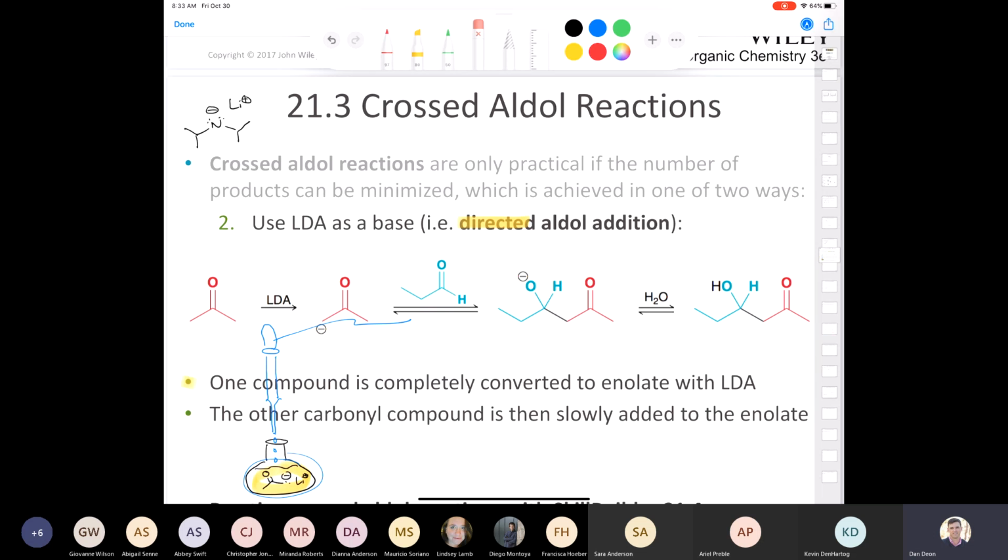But for our class, you can assume that when you do a directed aldol addition, you're only going to get nucleophilic attack of the enolate. I probably spent too much time talking about the competition here, but again, in case somebody's really wondering, that is the answer.